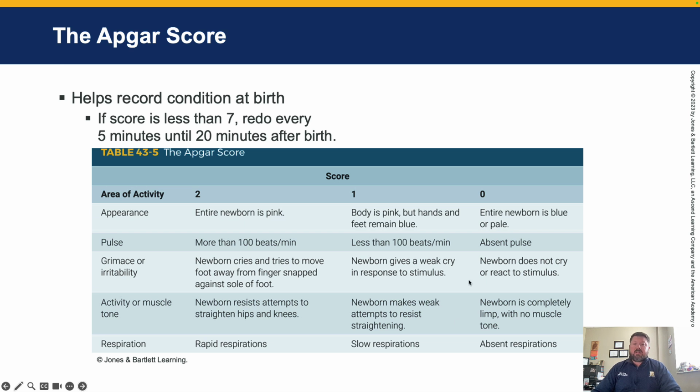Each sign is given a value of 0, 1, or 2, and is recorded at 1 minute and 5 minutes after birth. If the 5-minute score is less than 7, an additional score should be done every 5 minutes until 20 minutes after birth. If resuscitation is necessary, determine another APGAR score after resuscitation efforts are conducted.